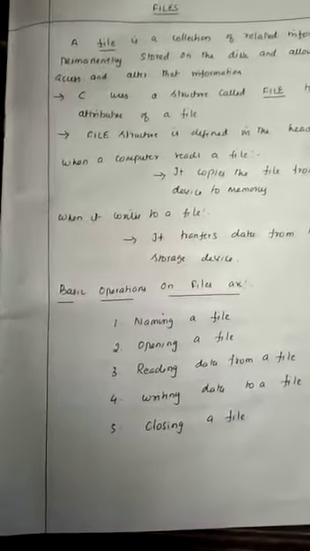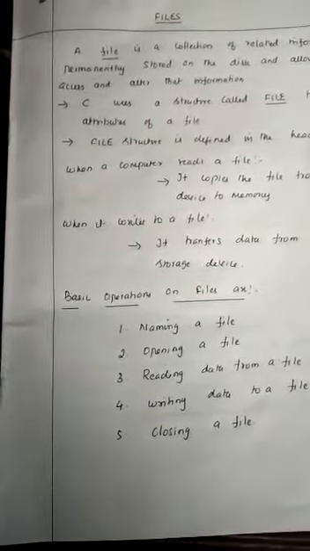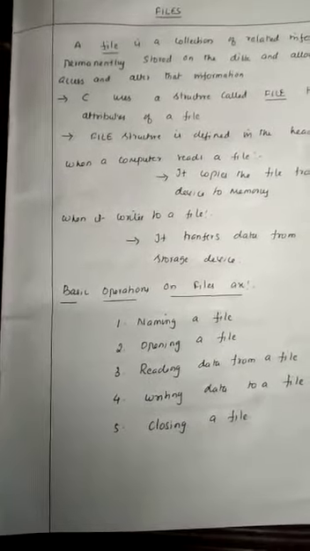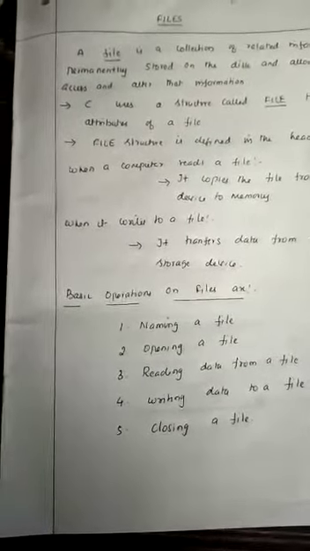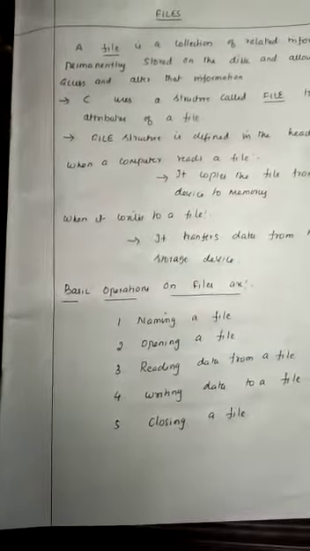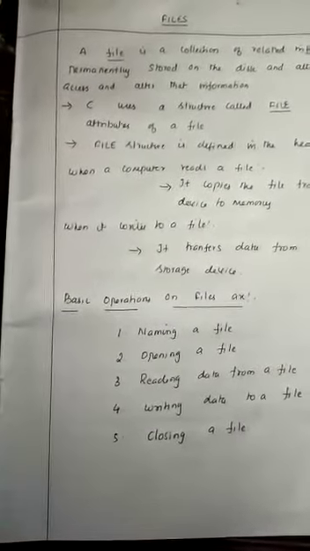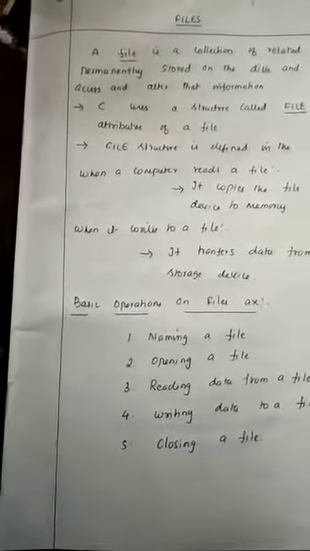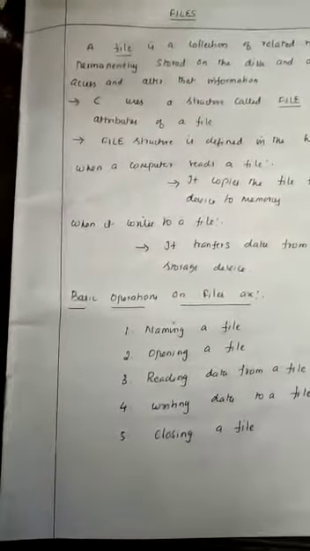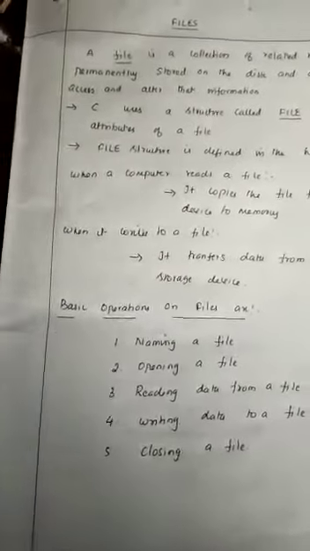Two operations can be performed on a file: one is read and another one is write. When a computer reads a file, it copies the file from the storage device to the memory. When it writes to the file, it transfers data from the memory to the storage device. Basically, five operations can be performed on files: naming a file, opening a file, reading data from a file, writing data to a file, and finally closing a file.